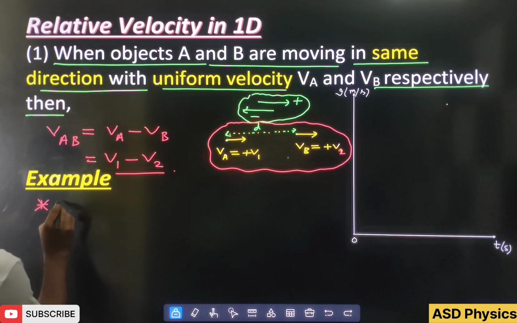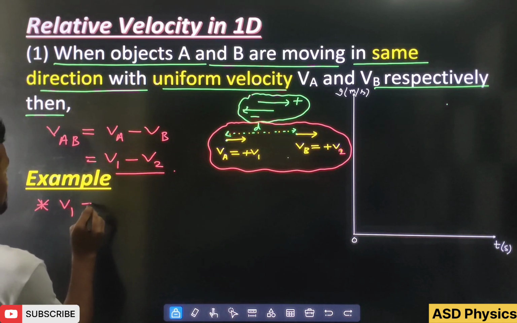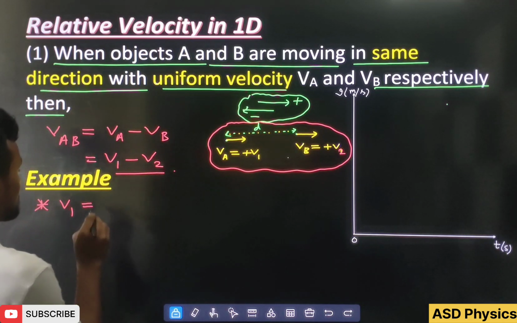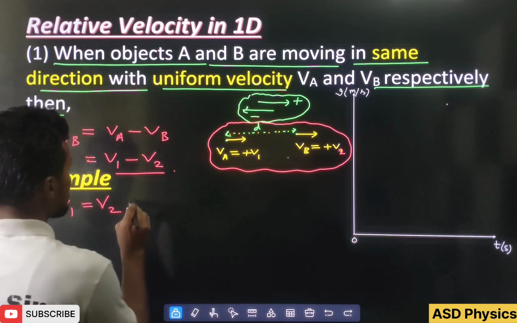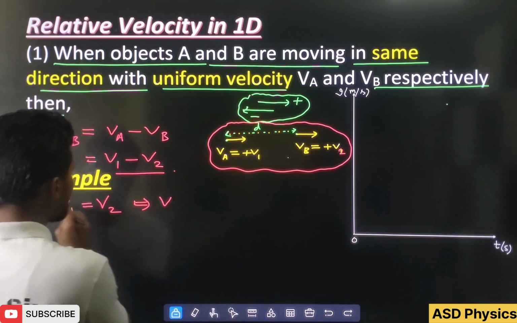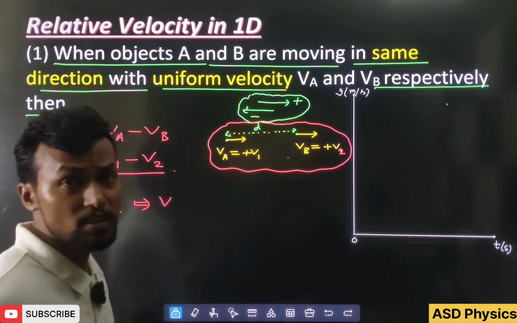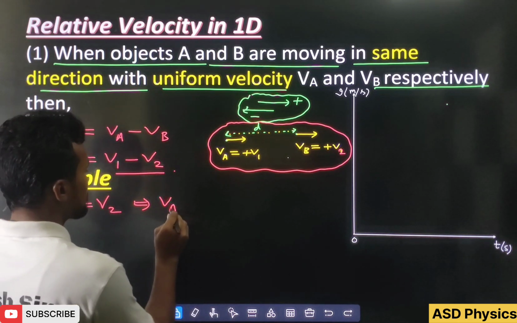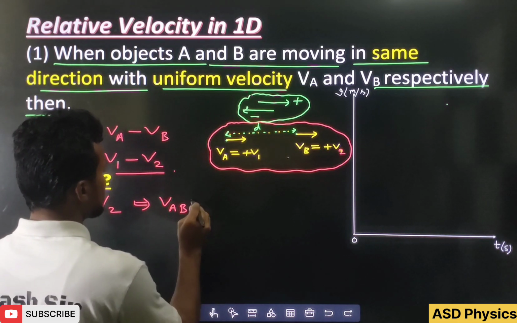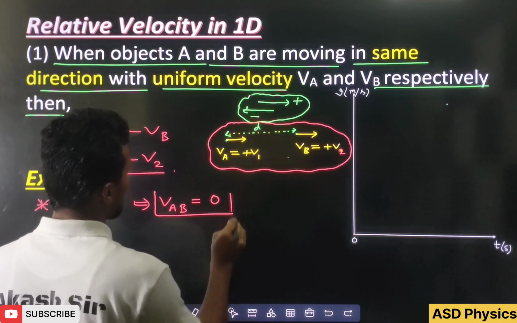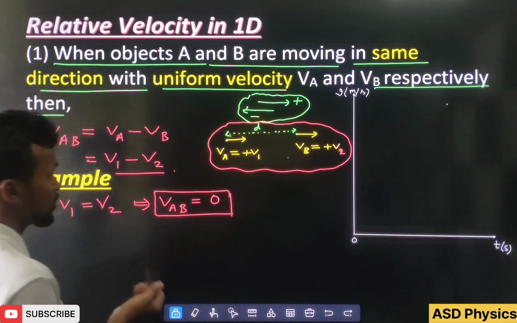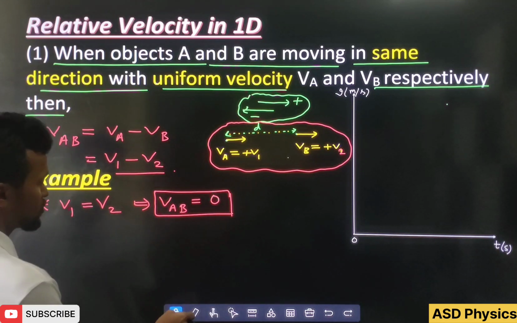Let's take, tell me one thing. If the velocity of object A, that means V1, is equal to the velocity of object B, that means V2, then in this situation both are moving with the same speed. So what will happen? The velocity of object A with respect to object B will be how much here, students? It will be 0, because V1 minus V2, both are equal, so it will be 0.